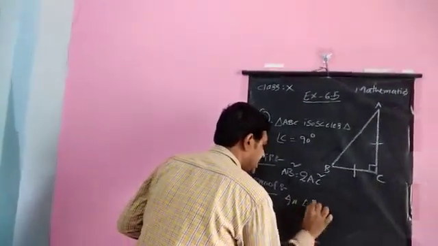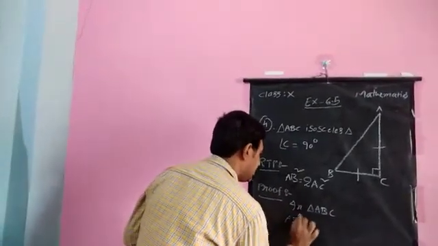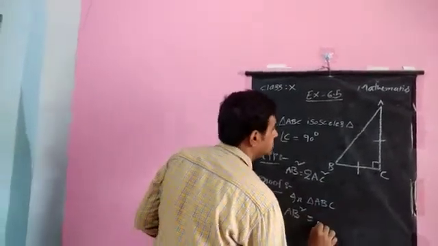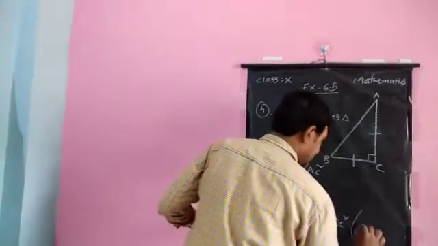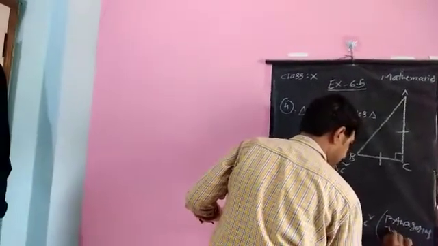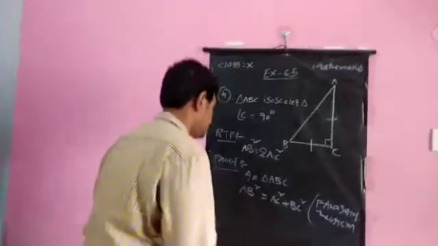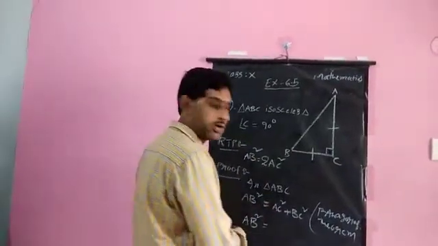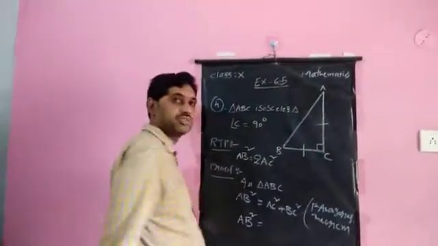So writing that in triangle ABC, from Pythagoras theorem, we can write hypotenuse square equals the sum of the squares of the other two sides. So it will become AB square equals AC square plus BC square. Reason: Pythagoras theorem. So this on further simplification will become, what do we want? AB square, that we got on the left hand side. Right hand side we need to get 2AC square.